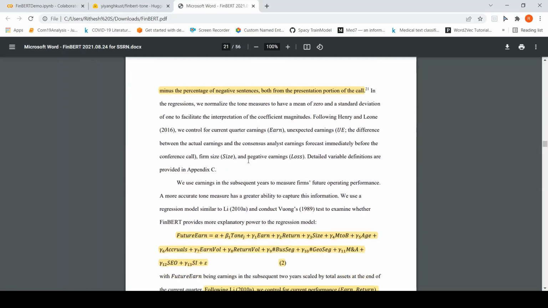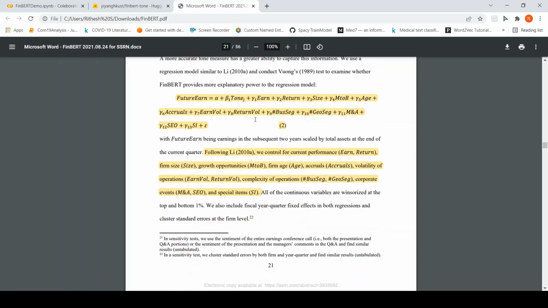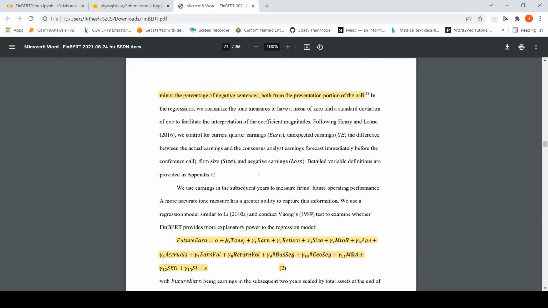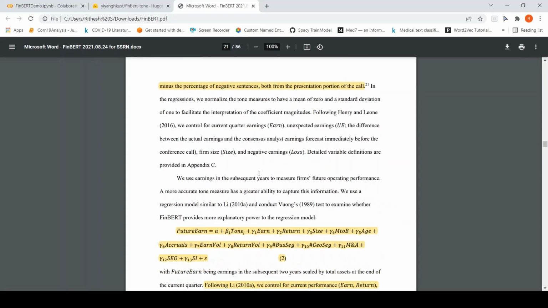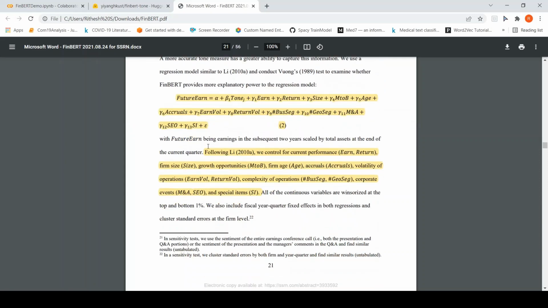Okay, then another thing they looked at is future earnings. Again, there is a regression formula for future earnings based on some previous papers. It makes use of tone and some other parameters which are present over here, like the firm's age, growth opportunities, firm size, accruals, complexity of operations, volatility of operations, things like that. And what they say is that by using financial BERT, they could improve the results of getting the conference tone. By using this tone, they could estimate future earnings as well as abnormal returns very well. So that is what they did with financial BERT.